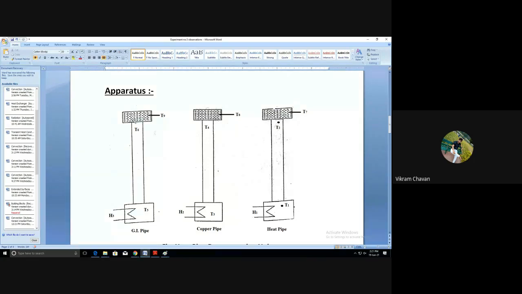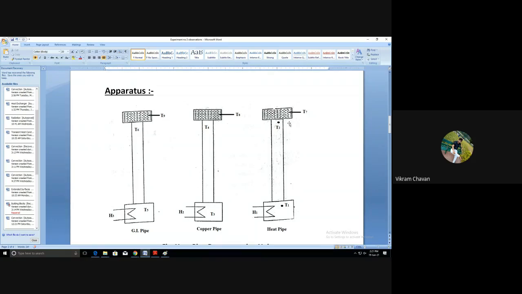At the top side of each pipe, a water bath is provided, which means one tank is provided. Each has 1 liter capacity, and an equal quantity of water is poured into these three tanks. So we can say that the geometric conditions and the thermal conditions are the same for these three different pipes: heat pipe, copper pipe, and galvanized iron pipe.